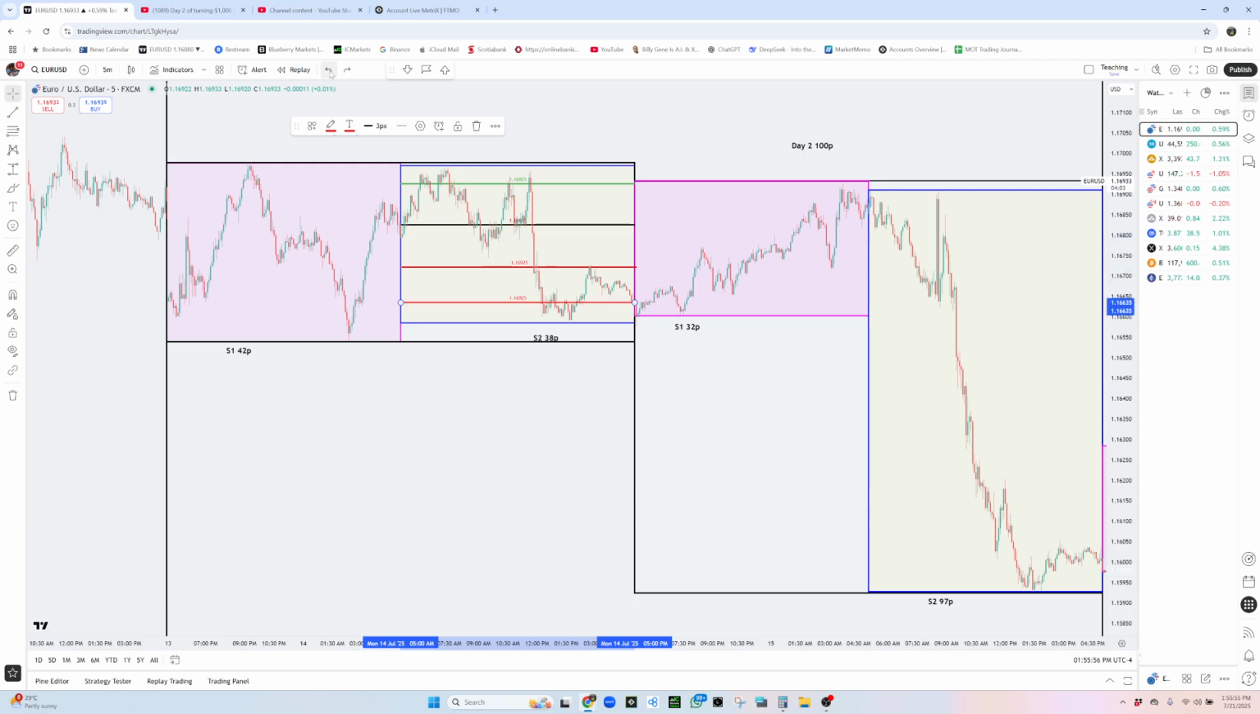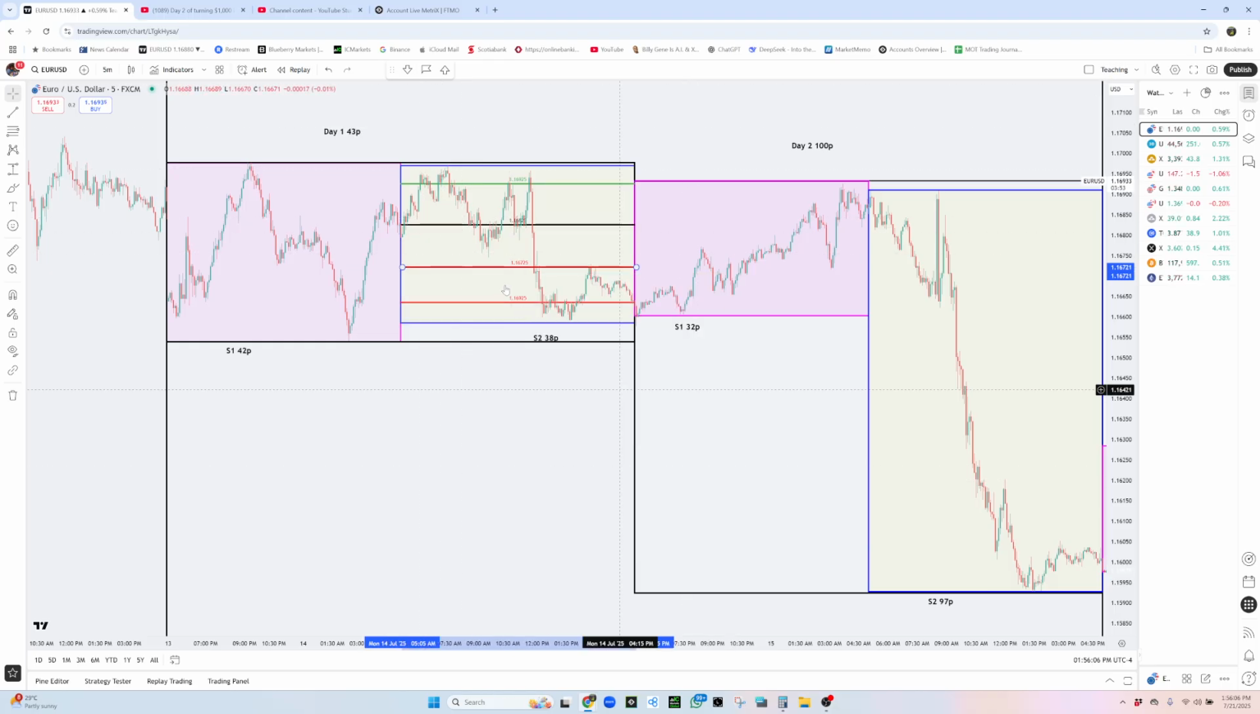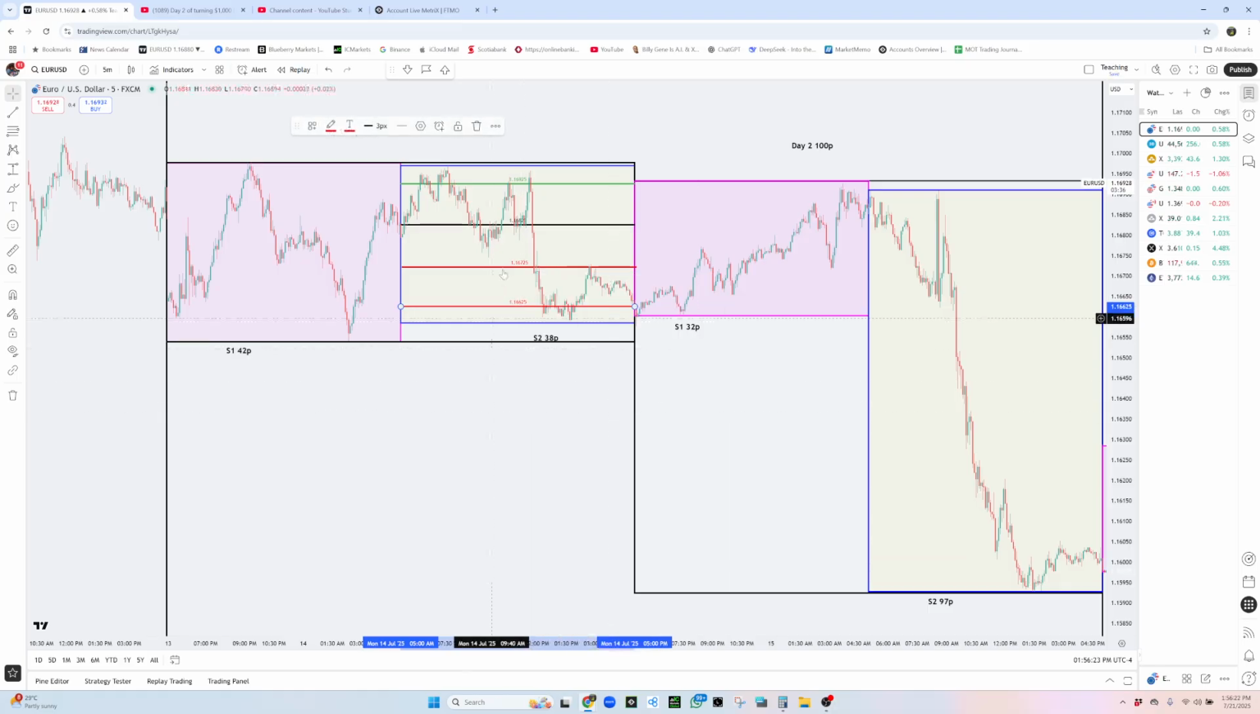Let's undo. All right, 1.16825. I forgot to change this to 1.16725. The title. If that's 1.16725, this one will be 1.16625, and so on and so forth. There we go. Sorry about that. All right, so on and so forth.